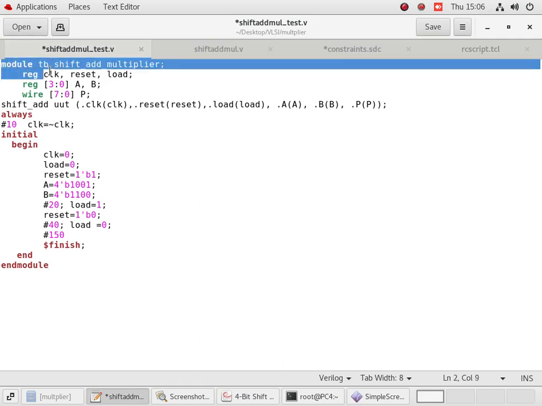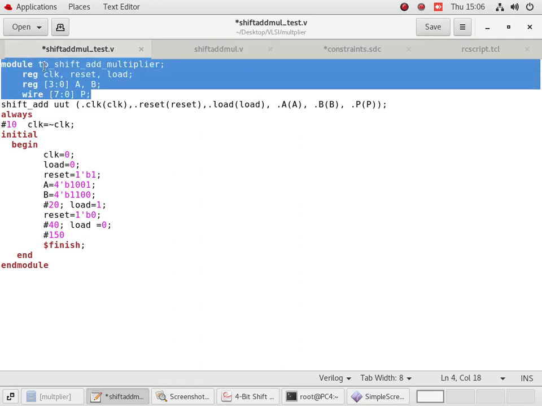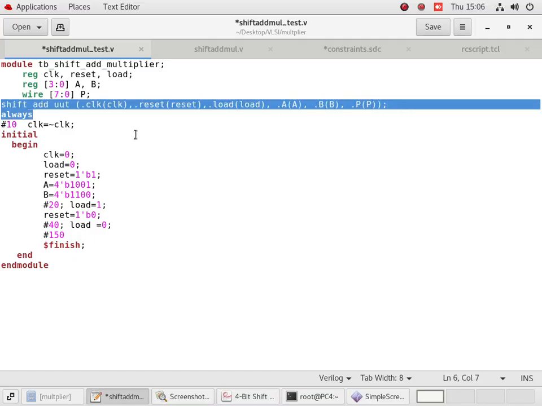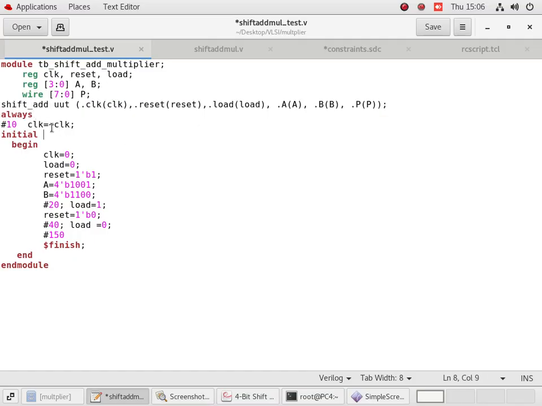Initially we have taken the module, and then for that all the registers and wires are declared, then the unit under test is also declared. Then we take a clock which keeps negating every 10 nanoseconds. Then initially the clock is 0 and load is 0.